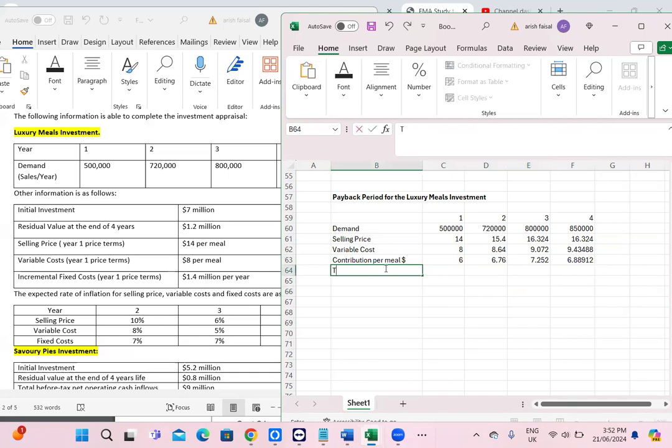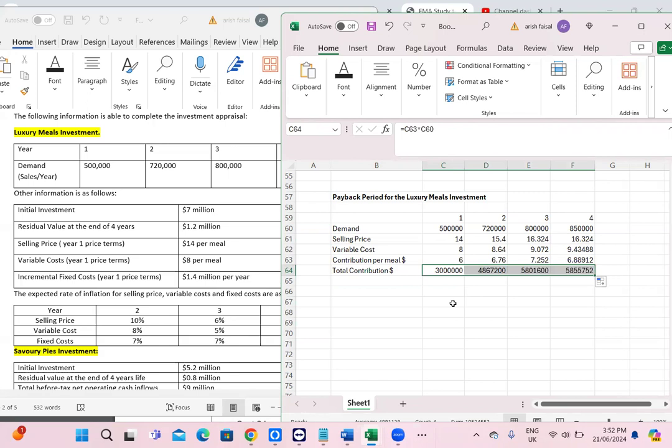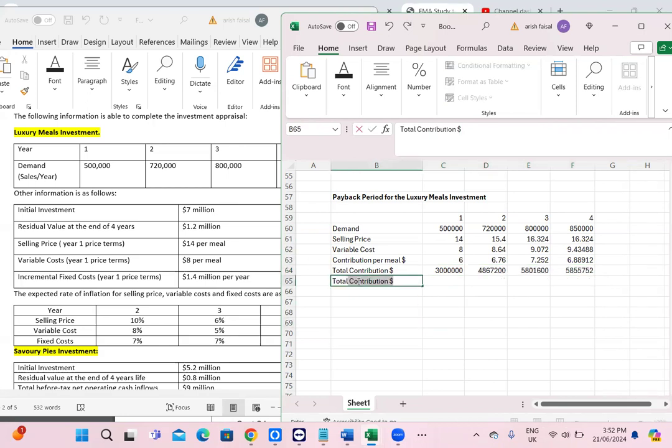Okay. And if I multiply it by the demand, I'm going to get my total contribution in dollars. Okay. So it's going to be 6 into 500,000. So that's like 3 million. Okay. And for the upcoming years, we just need to expand it and we will get our total contribution. So far, so good. After total contribution, what you have to do is that you will subtract your total fixed cost so you can get your operational cash flows.